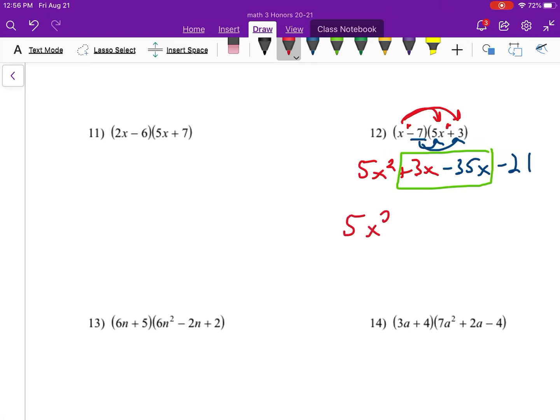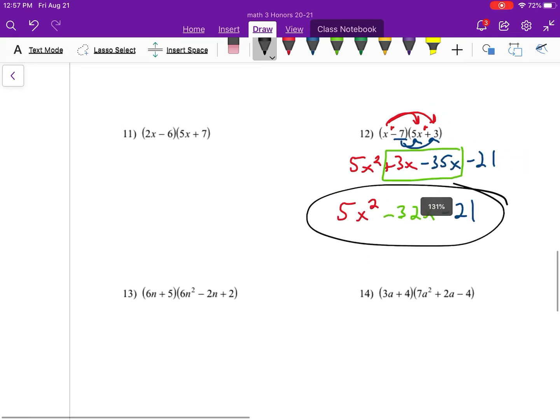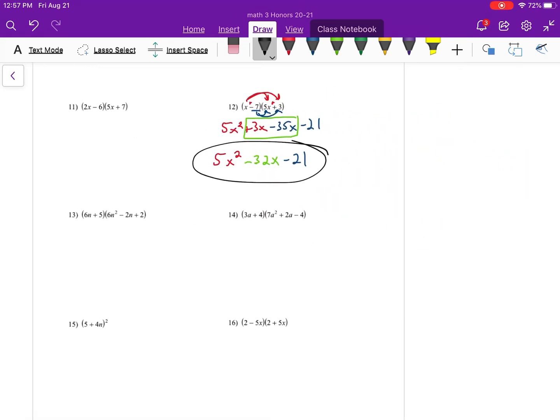So we have 5x squared. I'm going to go my light green, get -32x. Positive 3 minus 35 is -32. And then we have minus 21. Again, that's kind of just the idea of what we're going to be doing here.